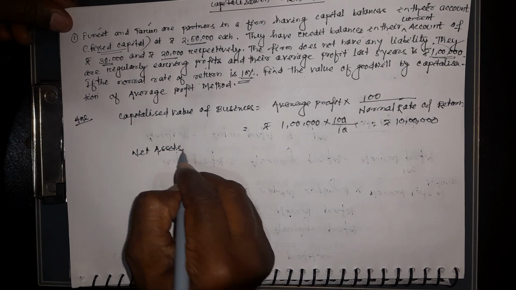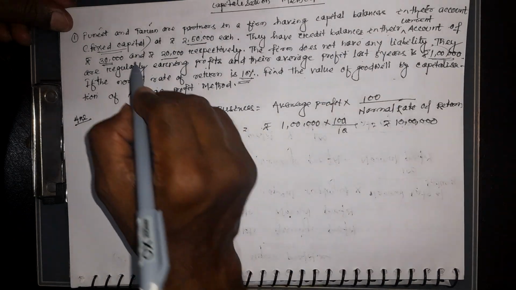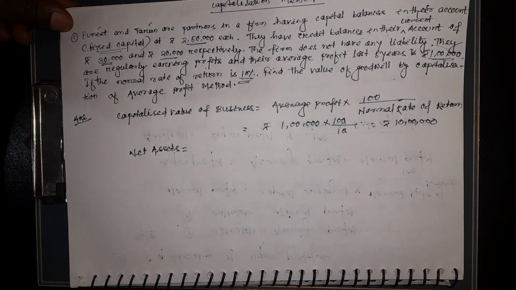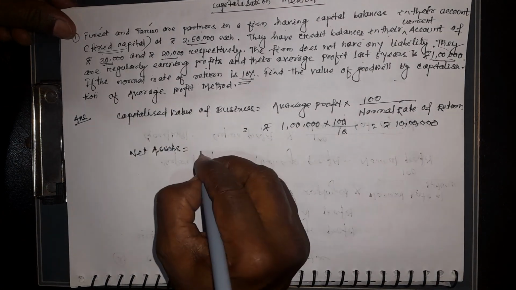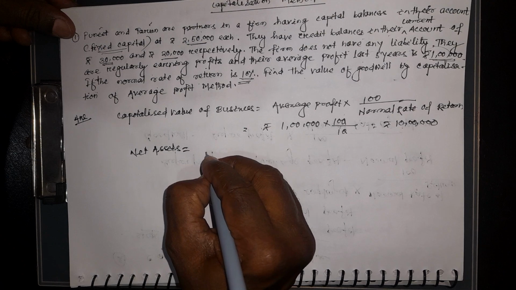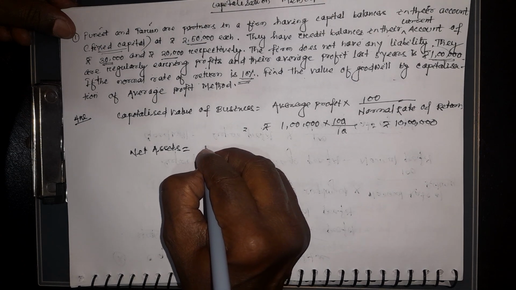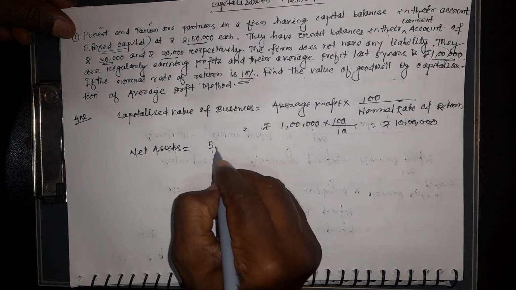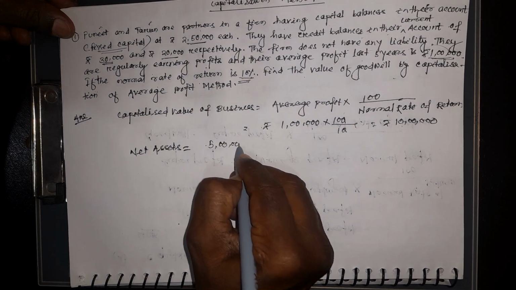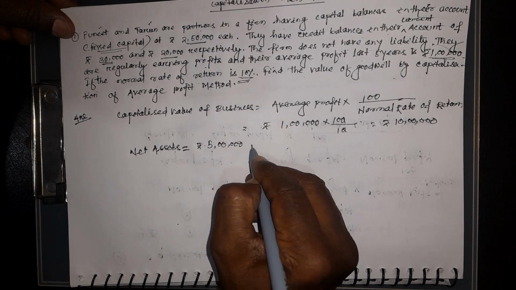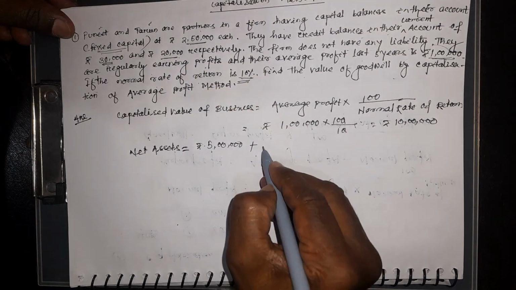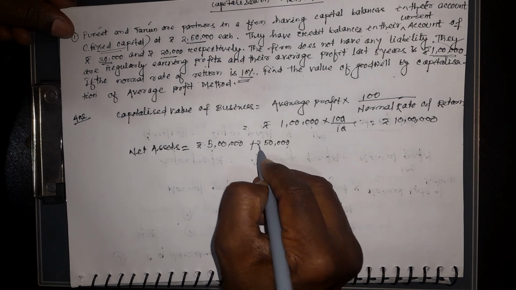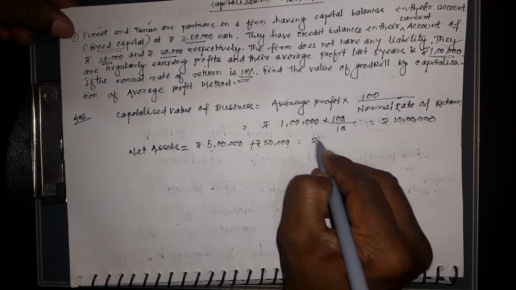Net assets means, here it is given, their capital and current account will be the net assets or capital employed. Clear? It will be how much? 2,50,000 each, so their capital will be 5 lakh, plus their current account balance 30,000 plus 20,000, it will be 50,000. So net assets it is given 5,50,000.